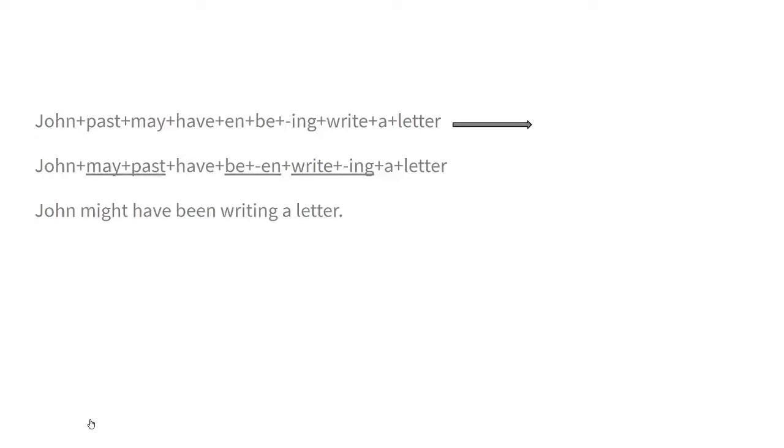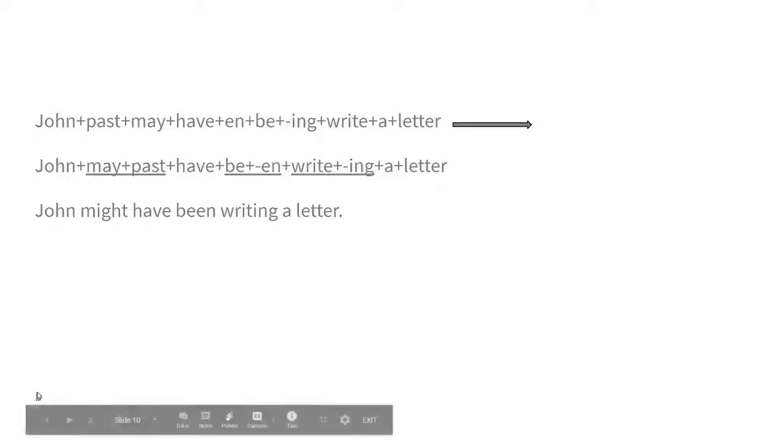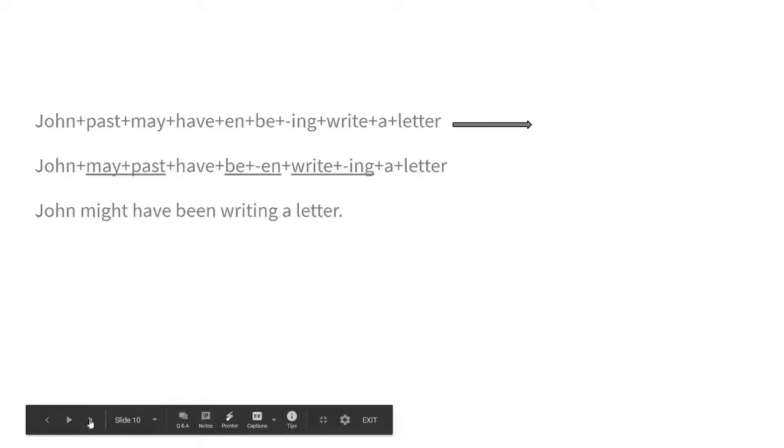Now we apply the affix switch rule, and we get John plus may plus past plus have plus be plus en plus write plus ing plus a plus letter. This is what we get after applying the affix switch rule, and we can rewrite the sentence as John might have been writing a letter. This is better explained with the help of TG grammar.